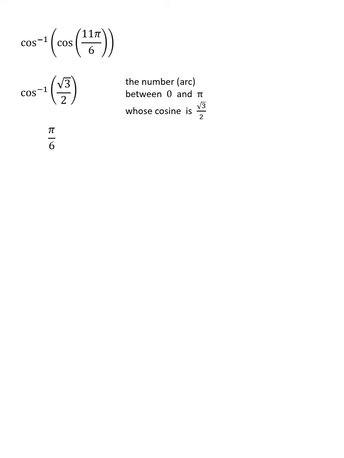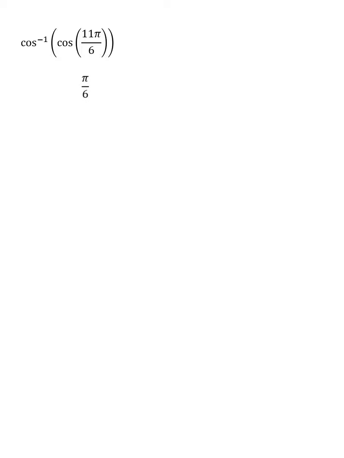because after all, the cosine of pi over 6 is radical 3 over 2, and pi over 6 is between 0 and pi. That completes the third of 4 problems, and this should be a reminder to us that this is a case where the inverse function and the function itself didn't cancel one another out, did they?